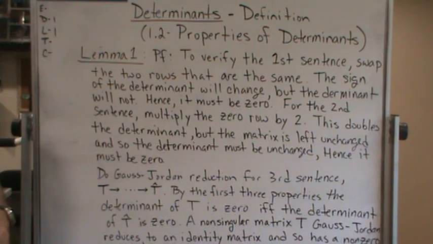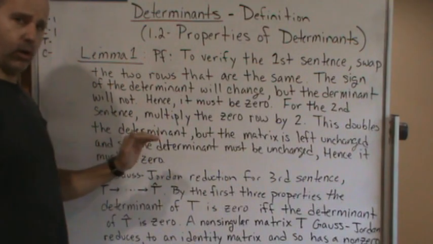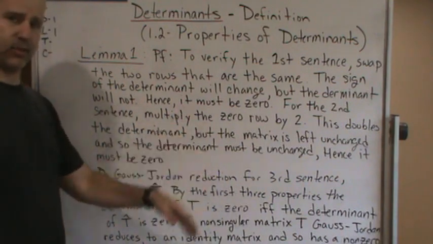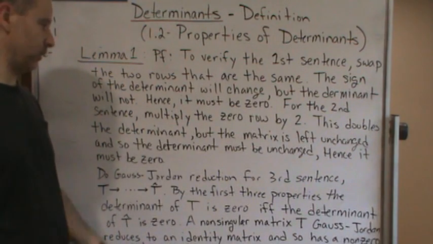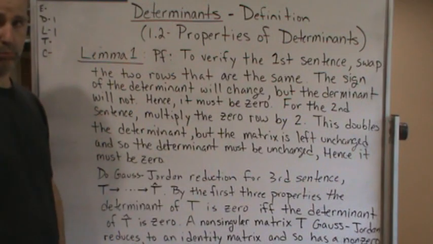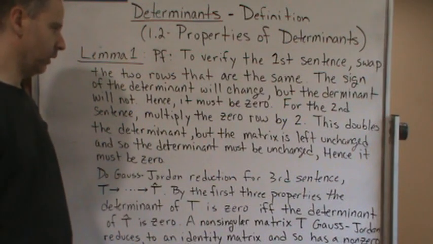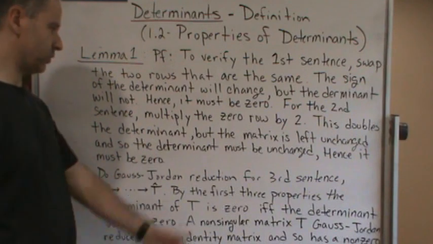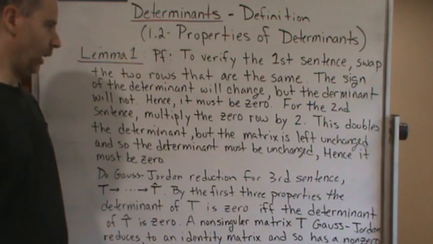For the second sentence, it's pretty much the same sort of thing. If there's a 0 row, then all we have to do is multiply that 0 row by some non-zero scalar, for example, 2. We don't want to use 1, and 0 wouldn't work either, so let's use 2.